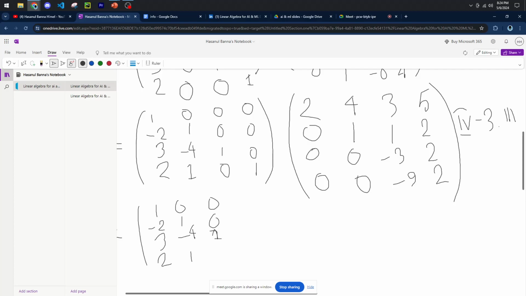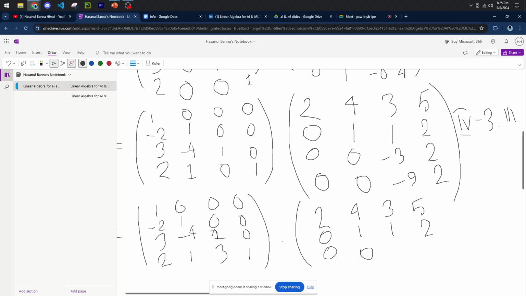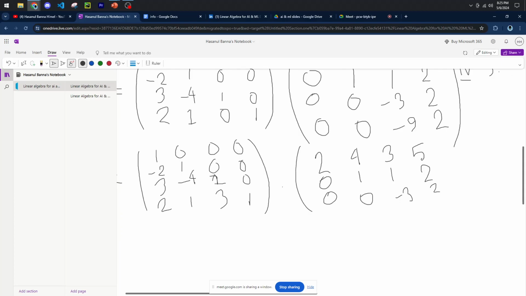1 3, and the rest of the last column. And after the calculation, we will get 2 4 3 5 0 1 1 2 0 0 -3 2, and finally our last row 0 0 -9 and 2.